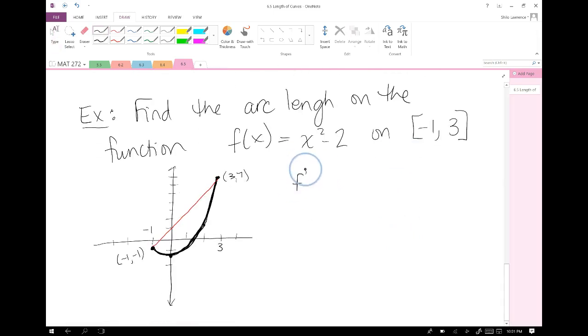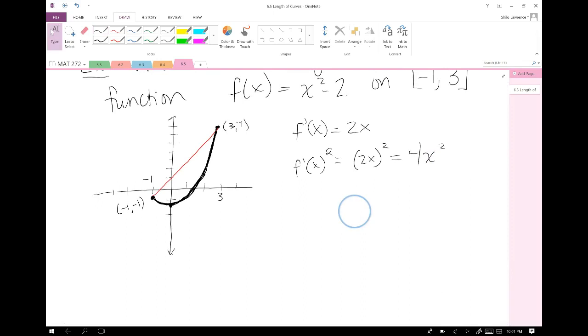So for the function we were given, f prime is going to be 2x, and then if we square that, f prime squared is (2x) squared. Be careful when you square that function, you are squaring the entire function once. So if that function was a binomial, we would have to FOIL it. When we square 2x, we're squaring the coefficient and the variable. So this is 4x squared. So our arc length is going to be the integral from -1 to 3 of the square root of 1 plus 4x squared dx.